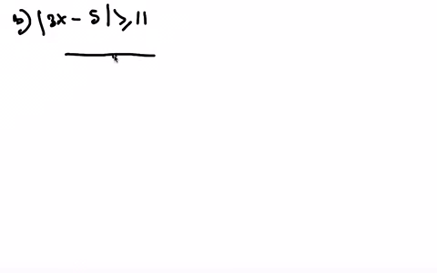Let us assume this is A and this is the point B. Those are the two solutions of the equation. The solution will be something like this.